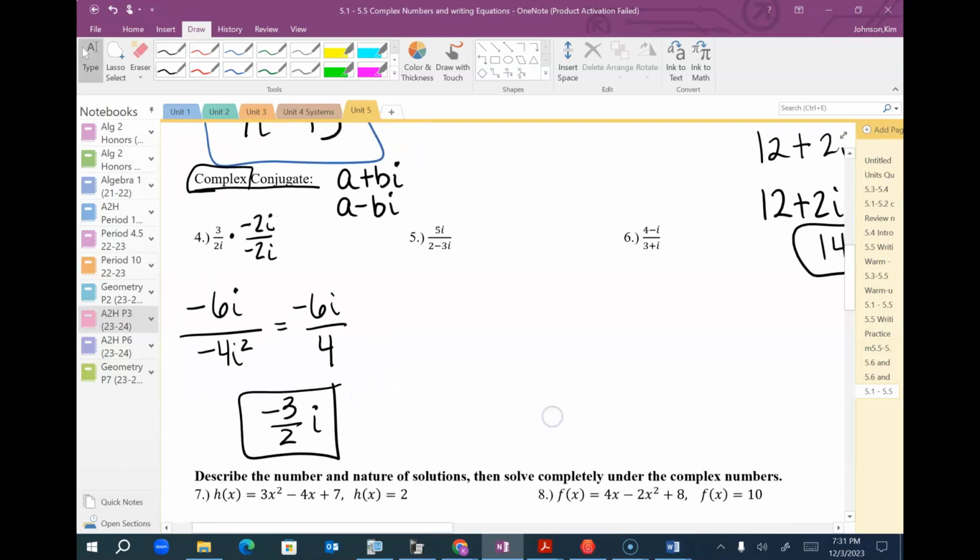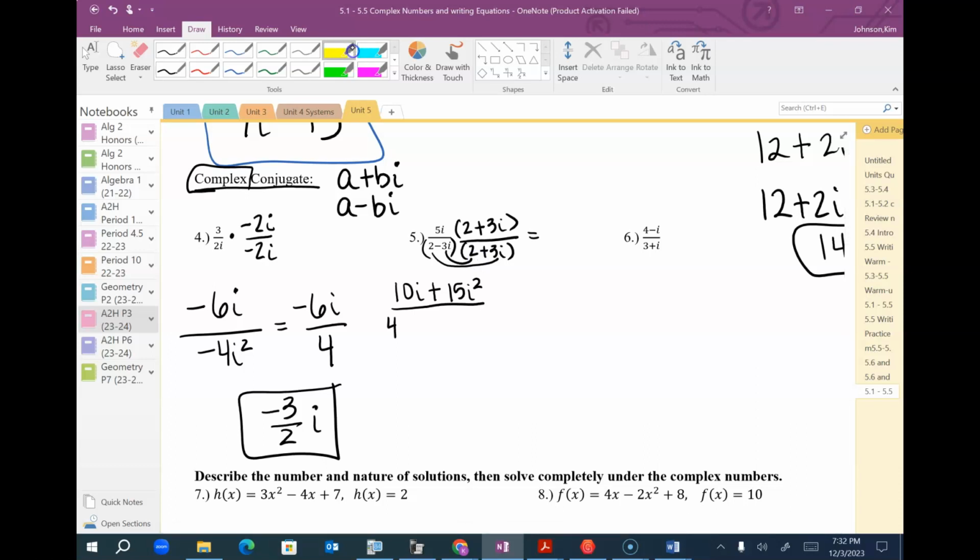In number 5, the conjugate of 2 minus 3i is 2 plus 3i. So we're going to multiply by 2 plus 3i in both the numerator and the denominator. In the top, I multiply that out. It gives me 10i plus 15i squared. In the denominator, when you multiply this out, it's 4. Now, the cool part about this is you're going to notice 2 times 3i is positive 6i. Negative 3i times 2 is negative 6i. So that imaginary part will drop out.